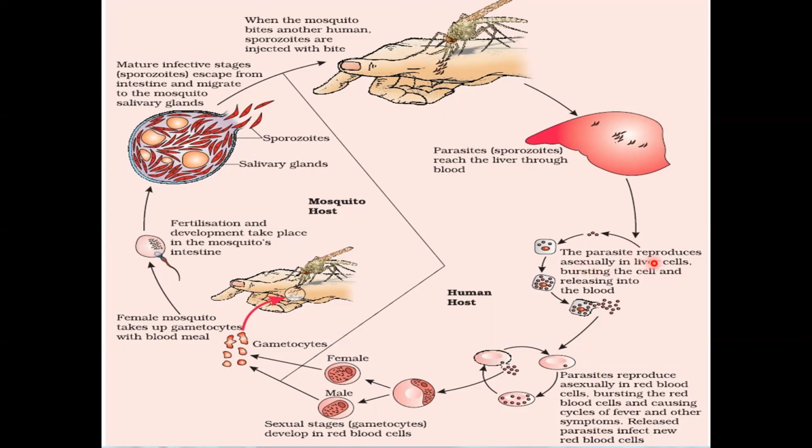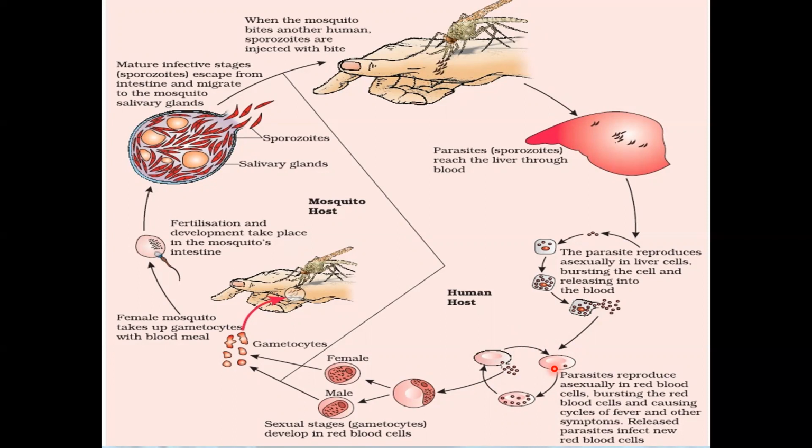They will reproduce asexually, and one by one, they'll start bursting the liver cells and they'll be released into the blood again. Now, what will happen? Again, they will start their asexual reproduction and they will start bursting the RBCs. See, you can see here. RBCs are bursting, the reproduction is going on, and because of the bursting of these RBCs, the person feels some cycles of fever and chills. We all know that that is the sign of malaria.